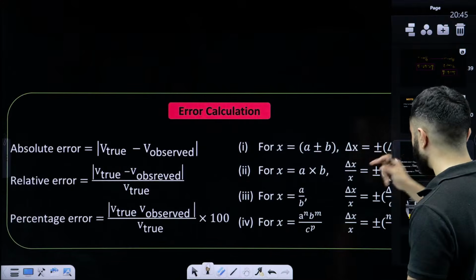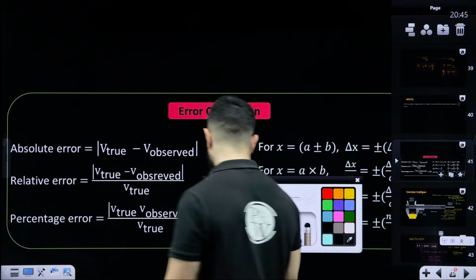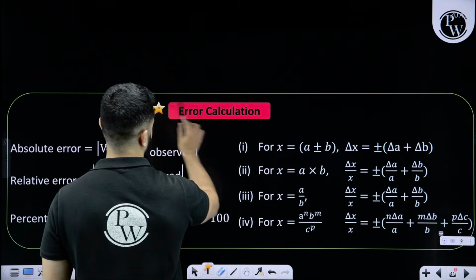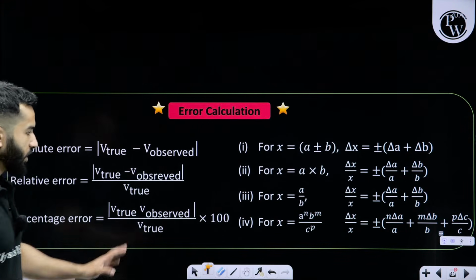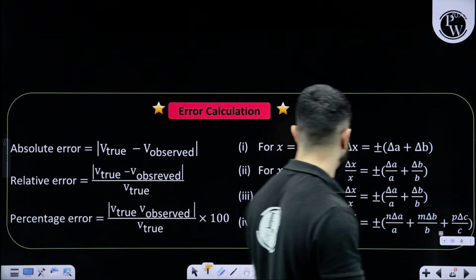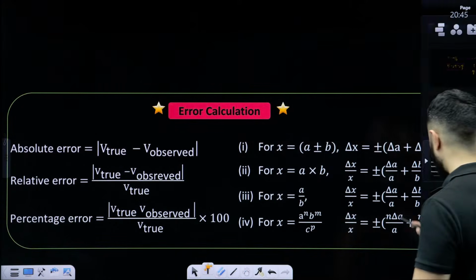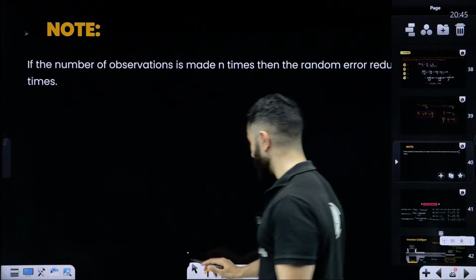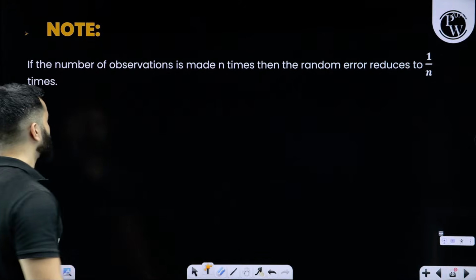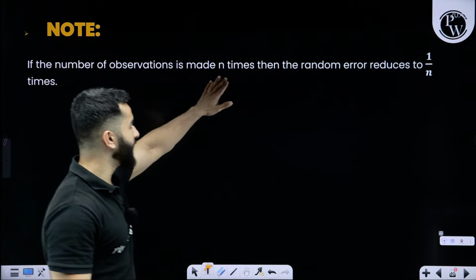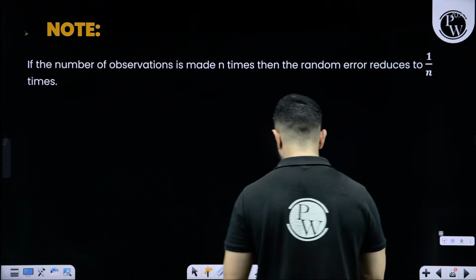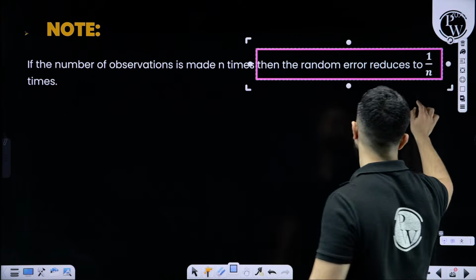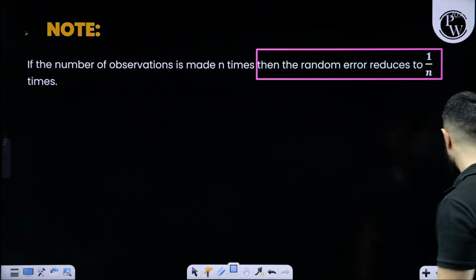By the way, I have attached some formula sheet along with these notes. We have completed almost each one of them, right? Power rule has been also completed. One more special point regarding error: if number of observations is made n times, then the random error reduces to 1 by n. Kindly remember this point, right? It will reduce to 1 by n times.